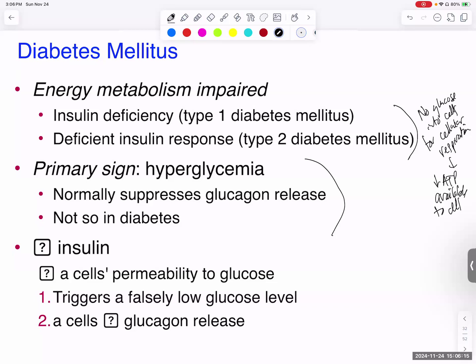So you're going to have a lot of that sugar in your blood. Decrease in insulin. I think this is talking about hyperglycemia, yeah.